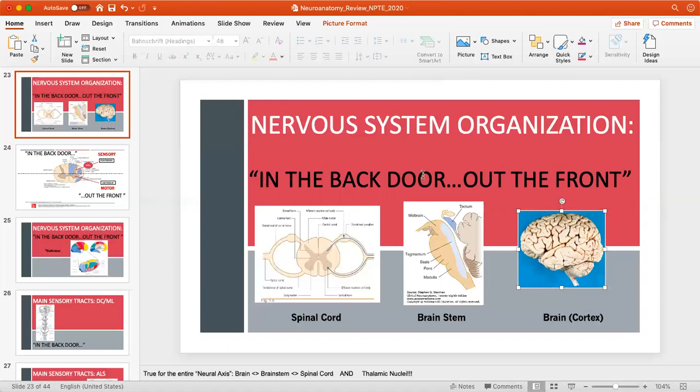So again, in the back door, sensory data, primary sensory cortex, versus our primary motor cortex in the brain, which is going to be in that pre-central gyrus, the fold right in front of or anterior to the central sulcus. So primary motor cortex is going to be out the front. So I love this. The organization really holds true.